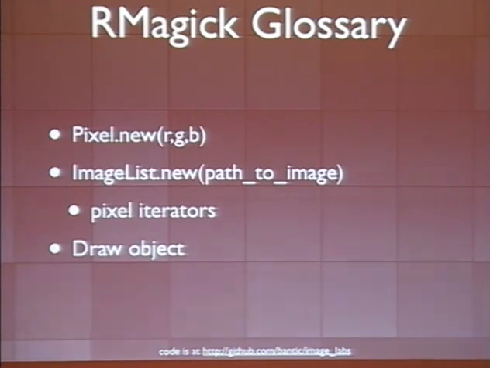So there are a couple of important functions to know, just to stay on the same page here. In RMagick, you can load up a pixel object. It also gives you a constructor to load an image, the image list. It just loads an image into memory, and then you can use the different RMagick pixel iterators to get access to the data that you want. And there's also the draw object, which is used to draw on the image and change it.